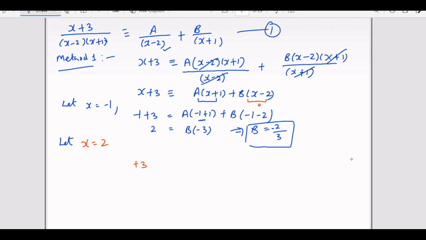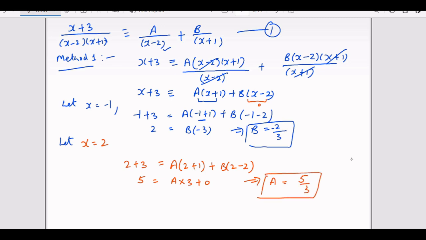So x is 2: 2 plus 3 equals a times (2 plus 1), and then b times (2 minus 2). So this will become 0. This is 5, and this is a times 3 plus 0. So basically we got a as 5 over 3. So we got the values of a and b.